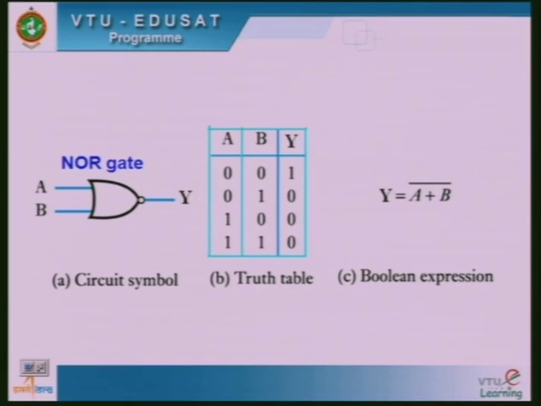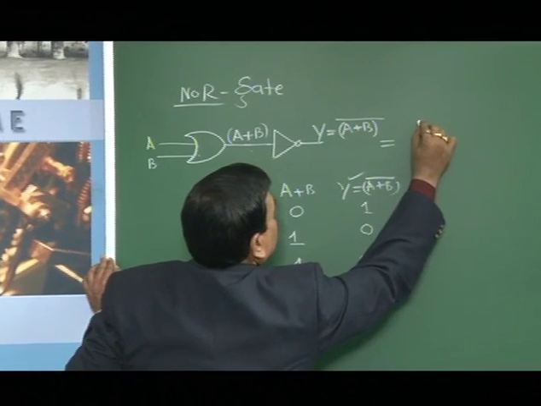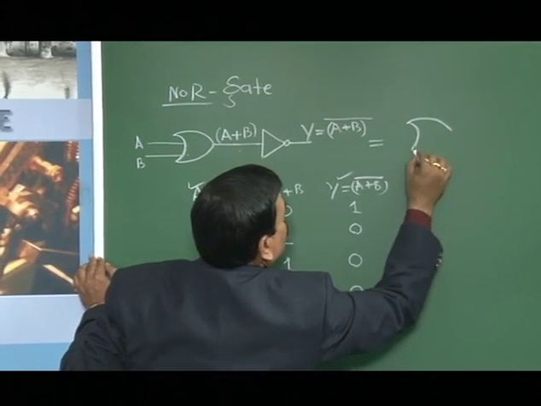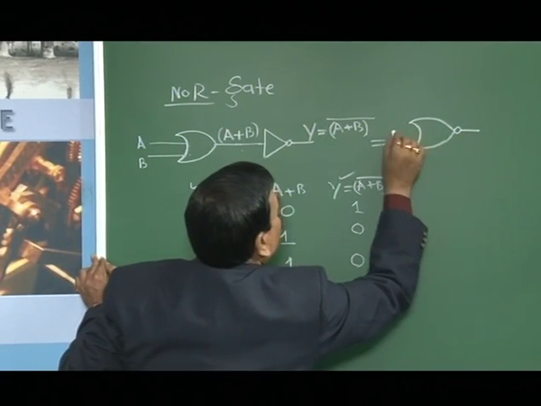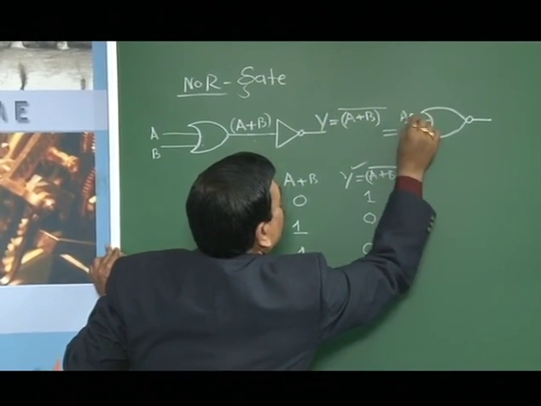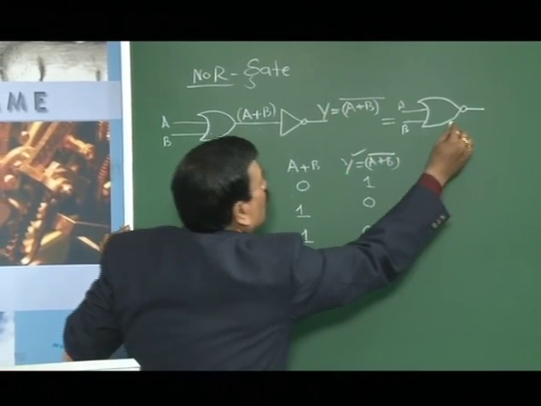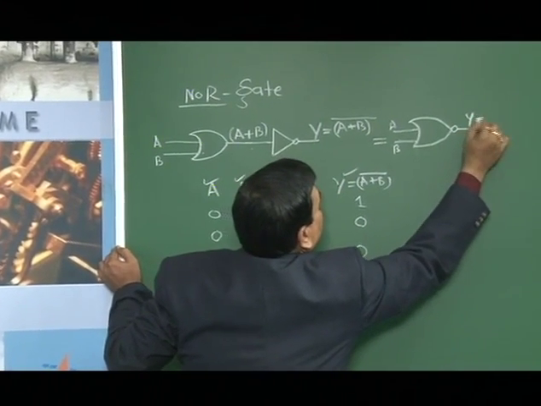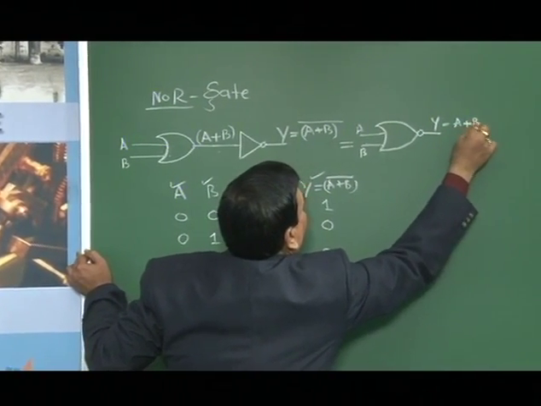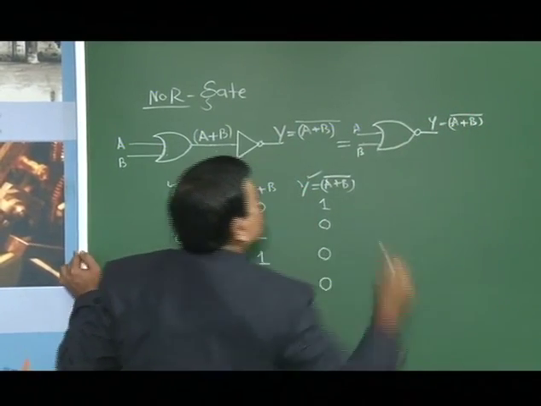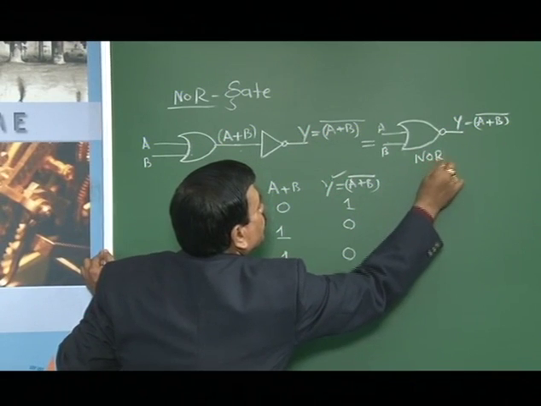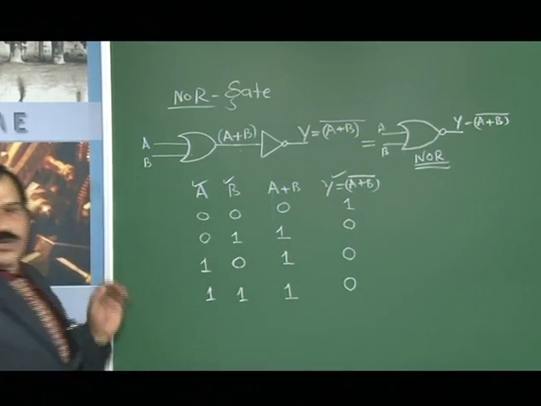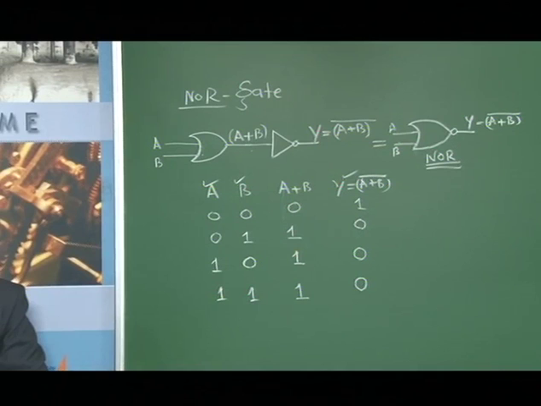By combining these two diagrams we can write it as a single one just with a NOT representation at the output of this gate. So two inputs a and b with this kind of symbolic representation, y is nothing but a plus b complement value. This is represented as the NOR gate. This is the symbolic representation of the NOR gate.